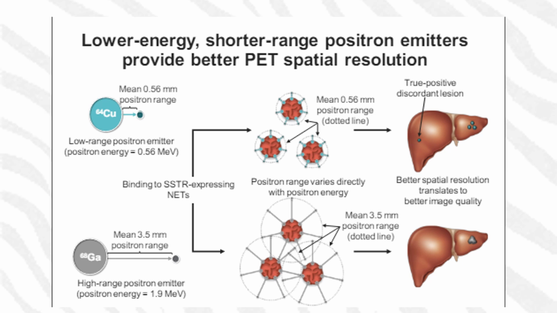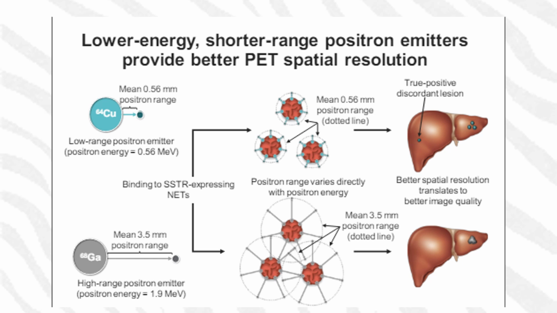So this is comparing them also. Lower energy means a shorter positron range, which provides better spatial resolution for PET. If you look at this middle here, this is showing you how far that positron will travel from the nucleus before it annihilates, and how that affects the image quality or the spatial resolution. Whereas with gallium, it's going to travel further from the nucleus before it annihilates. And so lesions that are very small, you may not pick up at all with the gallium, but you will find with the copper.